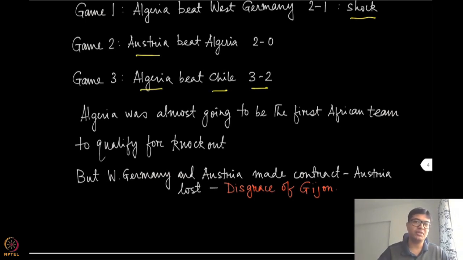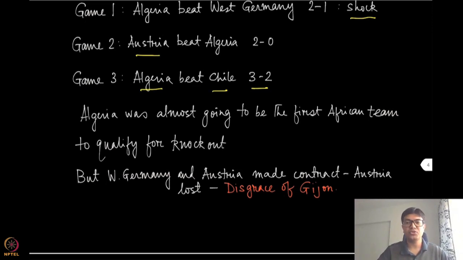And both the spectator account and all the other documents essentially point to the fact that they've decided the outcome. What happens in that case is because Austria has already qualified, it doesn't really matter for them whether they lose or win at the last game. But for West Germany, because of its win, it gets the points which equals Algeria. But because it has a larger goal difference than Algeria, it actually qualifies. So Algeria gets eliminated and West Germany and Austria qualify.